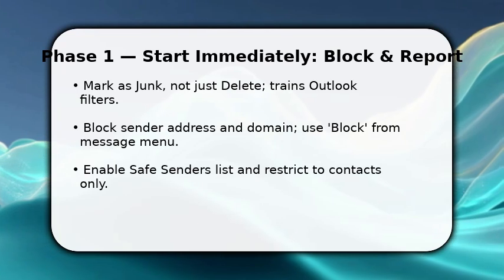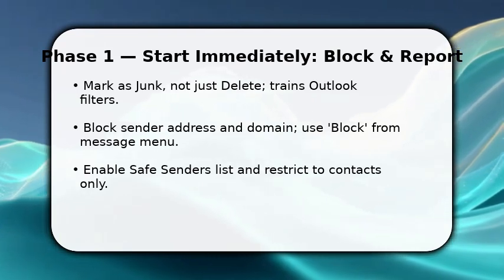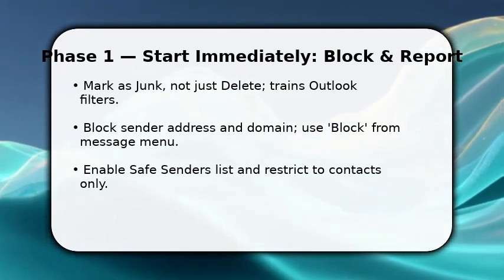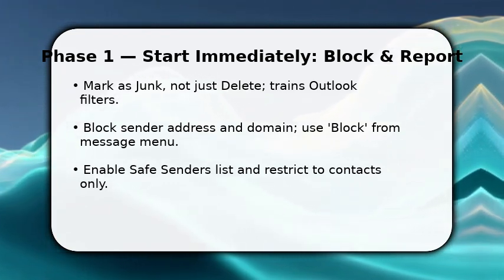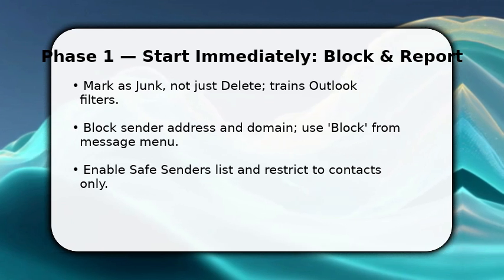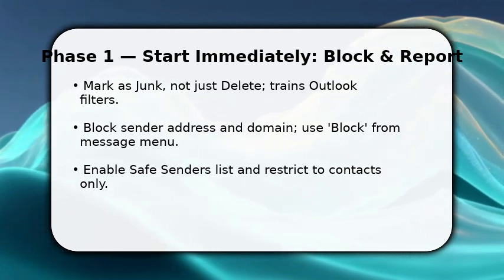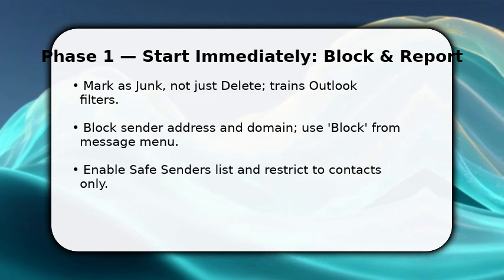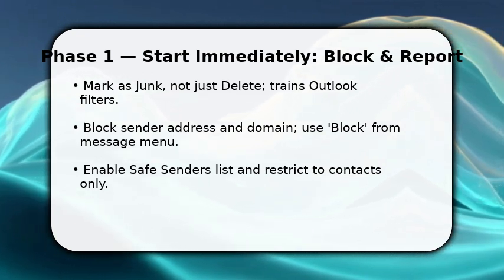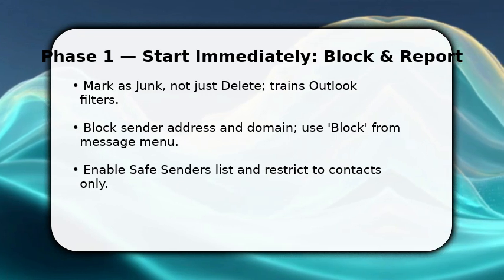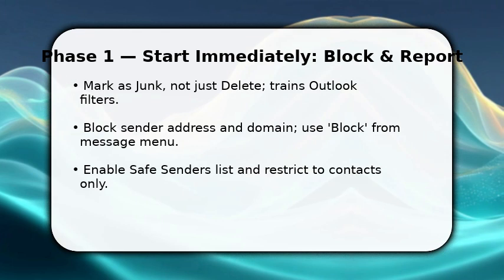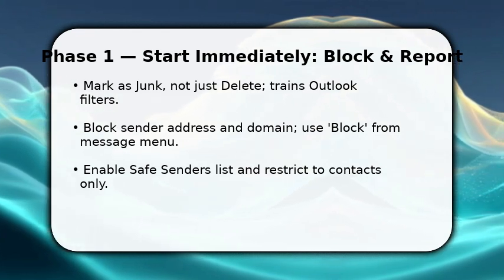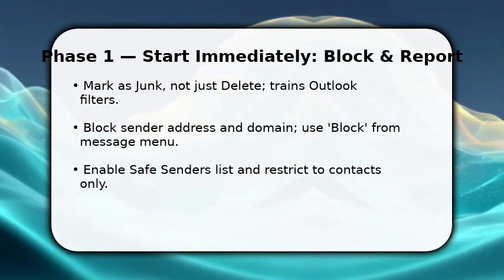You start by taking immediate actions that teach Outlook what to stop. First, mark obvious spam as junk. This trains the filter. Once done, block the sender and domain from the message menu so future mail is rejected. Next, enable the safe senders list and choose to accept mail only from contacts. This reduces noise dramatically. Make sure to check your deleted and junk folders for false positives, because legitimate mail can be caught during aggressive filtering.